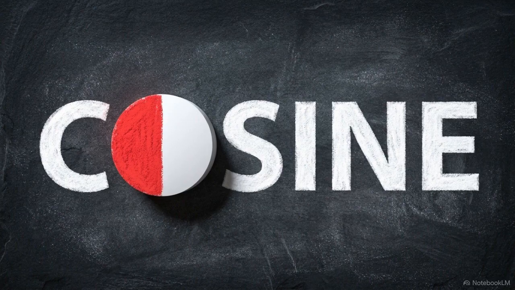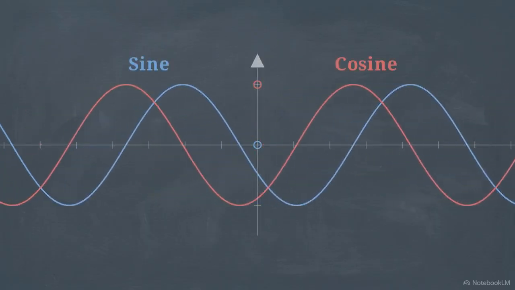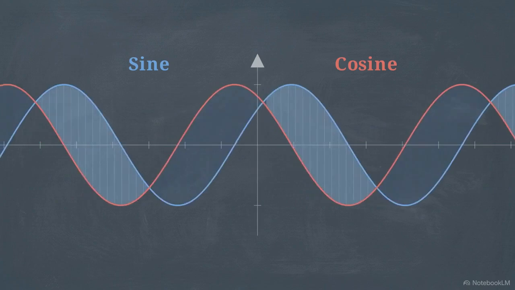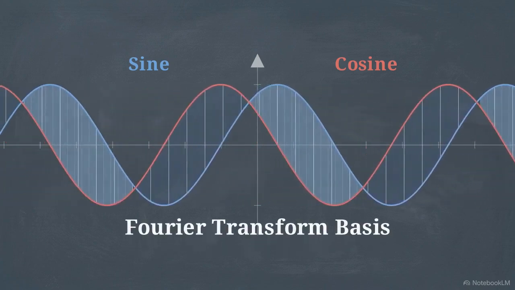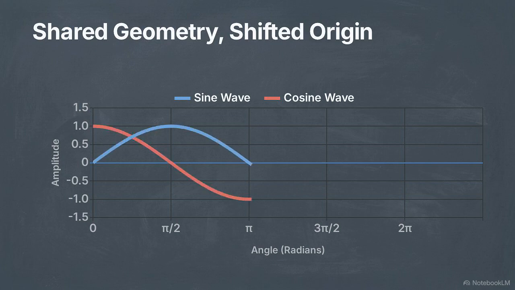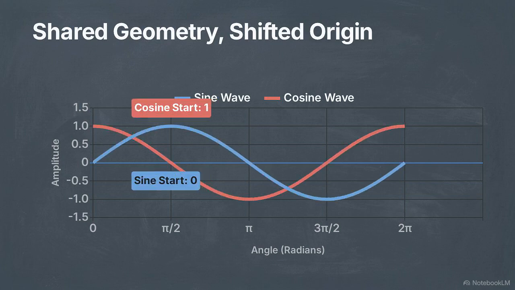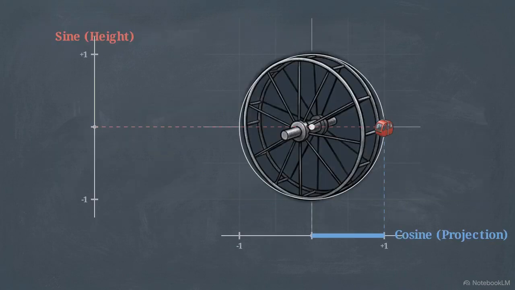Now we introduce its counterpart, the cosine wave. The Fourier transform relies on both of these functions, operating together as an inseparable pair to model physical reality. The cosine wave shares its exact geometry with the sine wave, but begins its cycle at a different position.